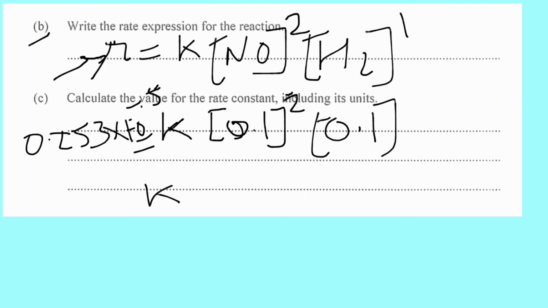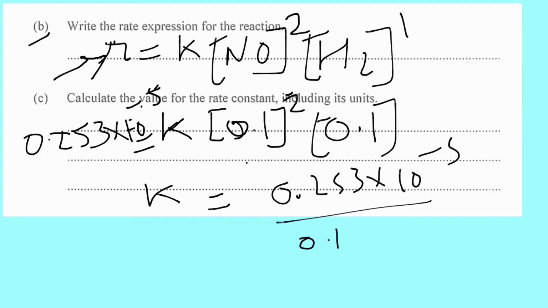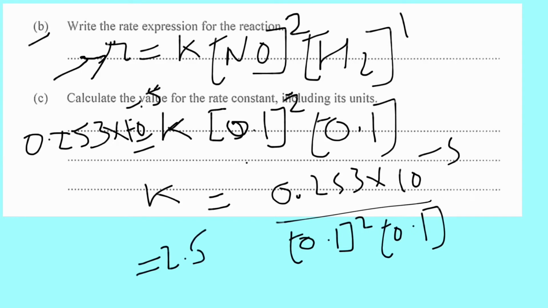So these both will come in the denominator and this will go in the numerator. So 0.253 into 10 raised to minus 5 divided by 0.1 into 0.1. We will solve this on our calculator and see what the answer comes. It is coming to 2.53 into 10 raised to minus 3. 2.53 into 10 raised to minus 3 is the answer for the value of rate constant.